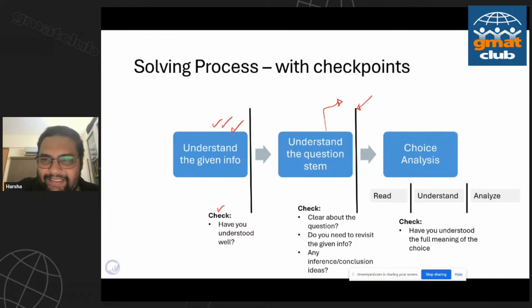Now, choice analysis is where a lot of us falter. And very quickly, something you need to understand about choice analysis: just because you read a choice doesn't mean you understood the choice. Most of us, myself included, occasionally have this bad habit of reading the choice and jumping to analysis. But I want you to have a checkpoint here. Have you really understood what you read? And I don't mean just 1 or 2 words, the full and complete meaning of what you read.